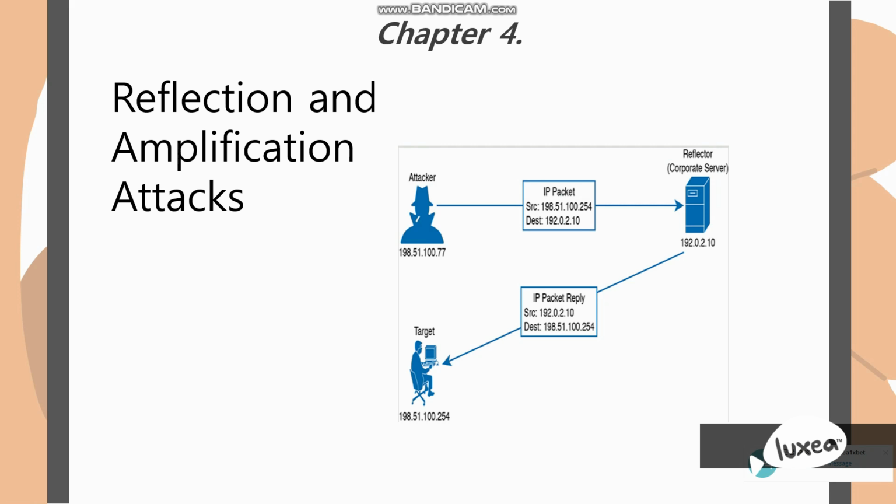So next one, reflection and amplification attacks. Okay, this one, the attacker sends packets with spoofed source to a target. Easy, right? And it forces the target to deal with spoofed traffic, sending return traffic towards a non-existent source. So this is a reflection attack. The host reflecting the traffic to the target, what we call that is a reflector.